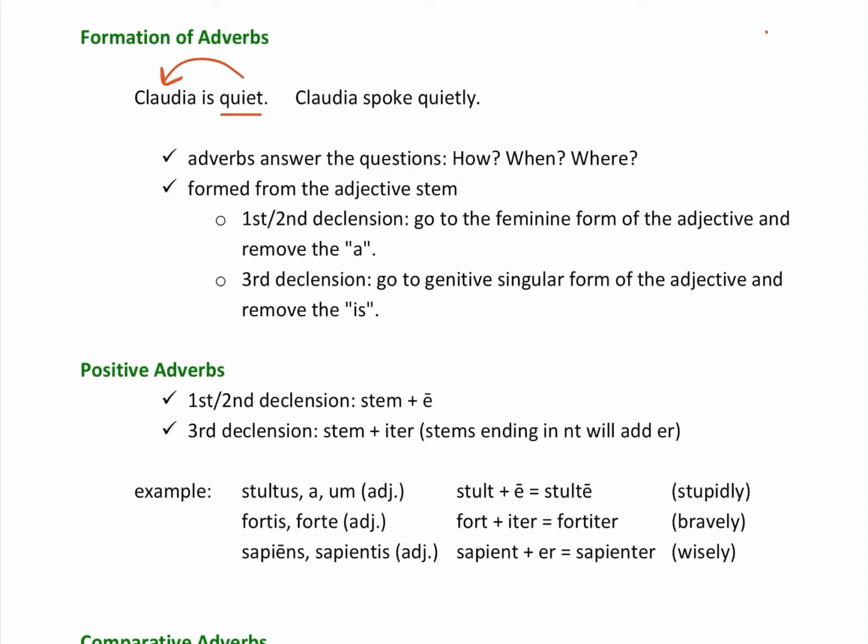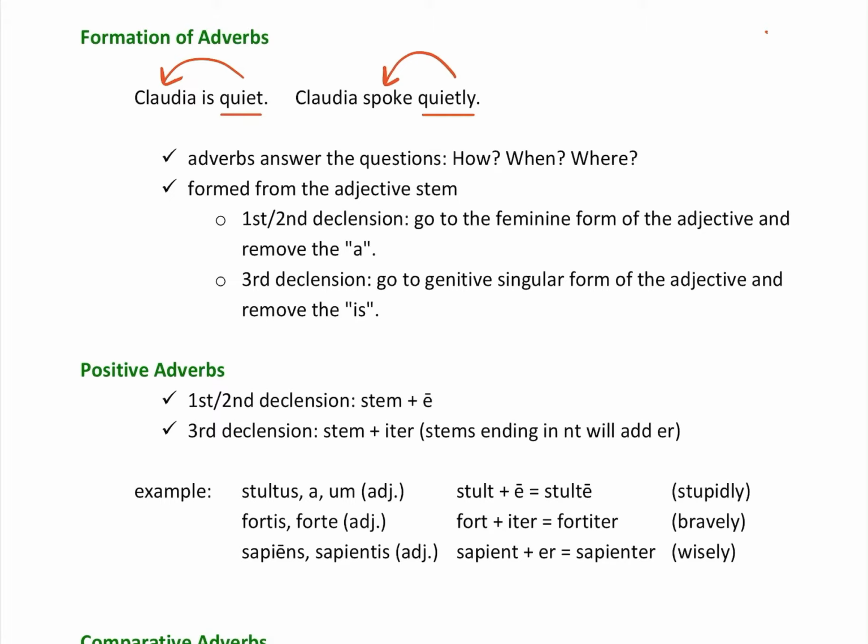If I said Claudia spoke quietly, quiet turns into the adverb quietly. And adverb, so what are we describing now with the word quietly? Adverbs modify verbs, adverbs, or adjectives. And right here, quietly is modifying or describing how she spoke. And adverbs answer the questions how, when, where. How did Claudia speak? She spoke quietly. So adjectives modify nouns, adverbs modify verbs, adverbs, or adjectives.